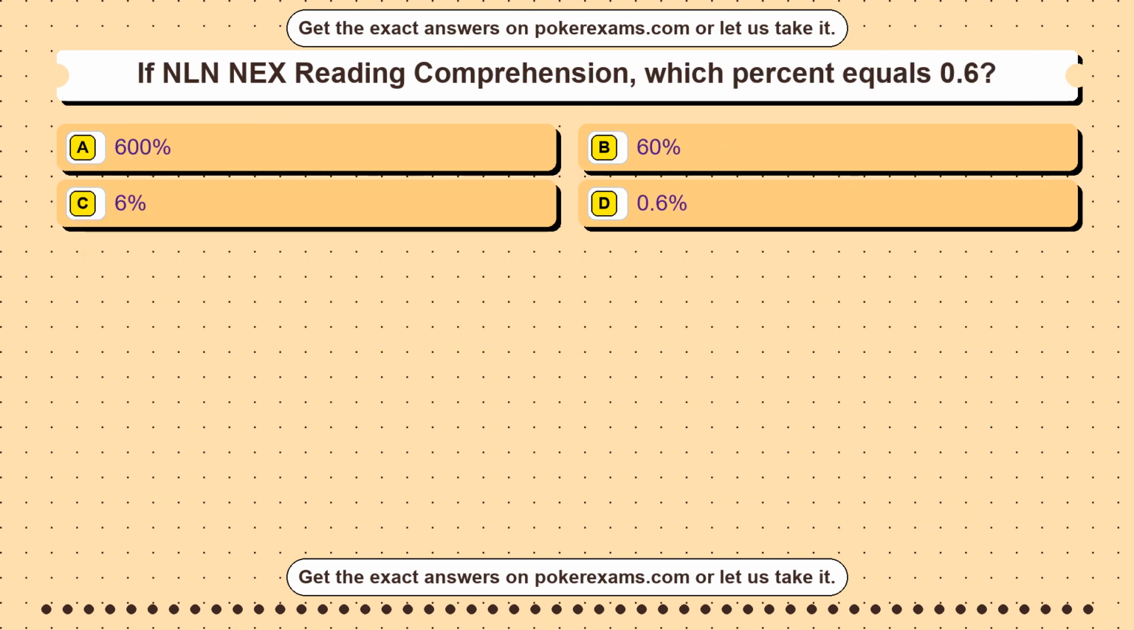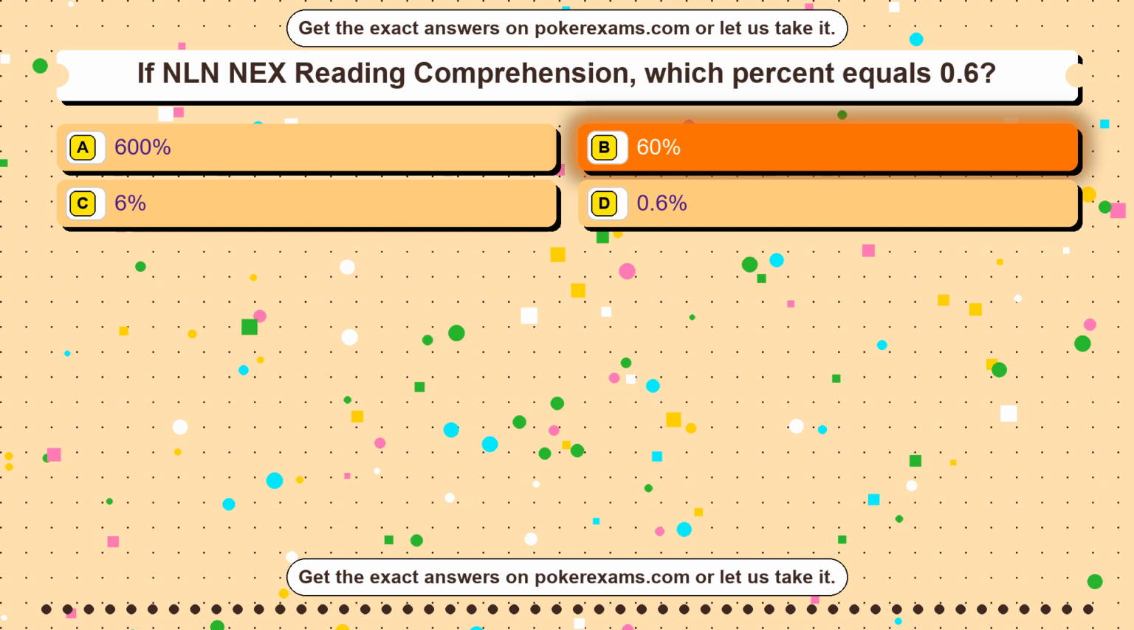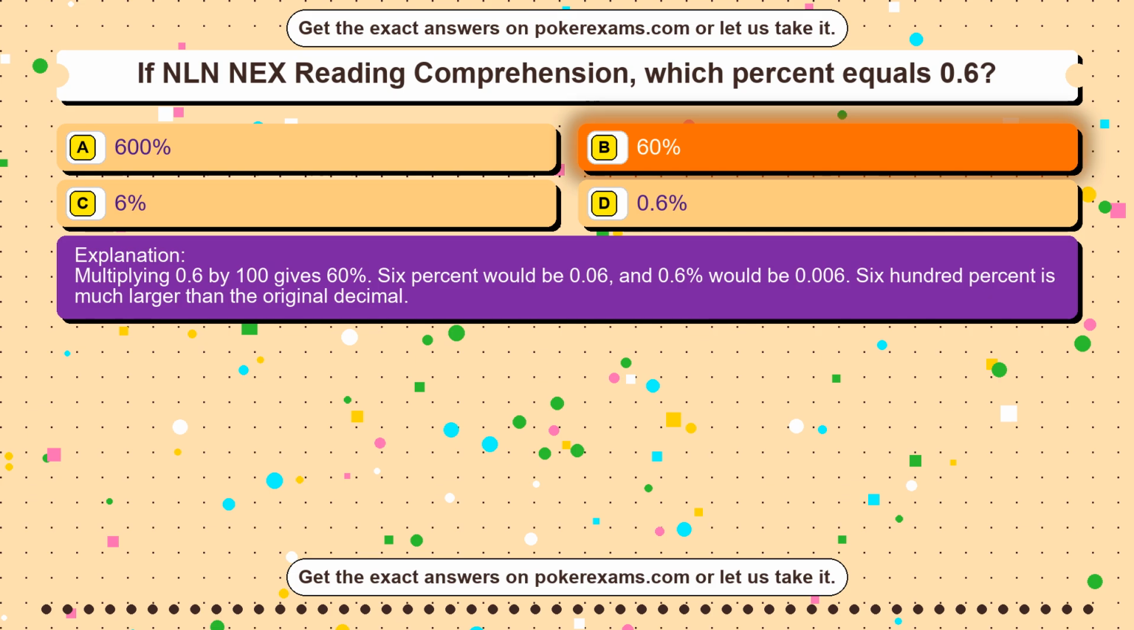Question 40. In GED probability practice, which angle measures exactly 90 degrees? Option A, straight angle. Option B, right angle. Option C, acute angle. Option D, obtuse angle. The correct answer is option B. A right angle measures exactly 90 degrees. Acute angles are less than 90, obtuse angles are greater than 90 but less than 180, and straight angles measure 180. The exact measure identifies the type.